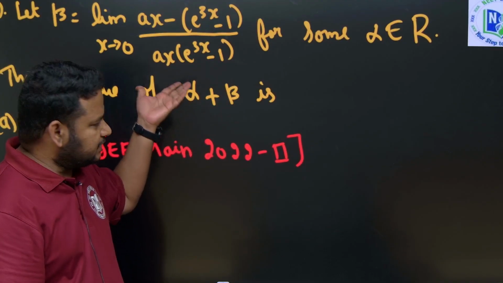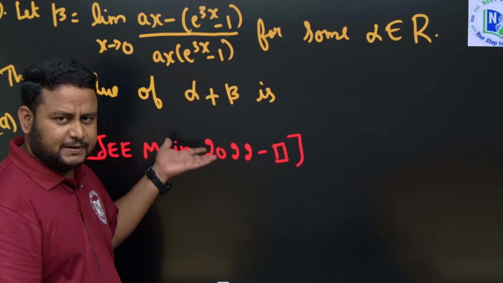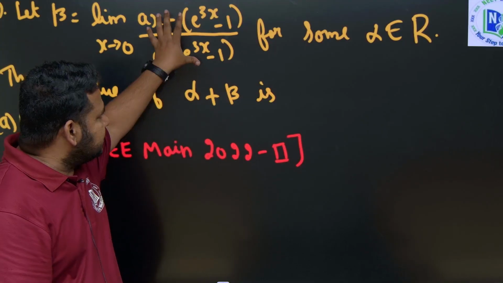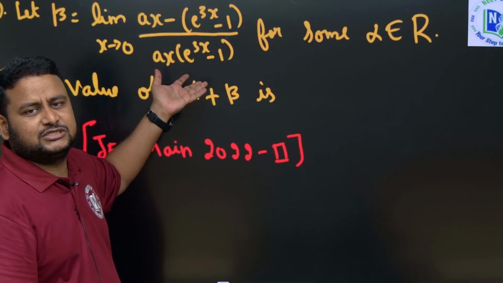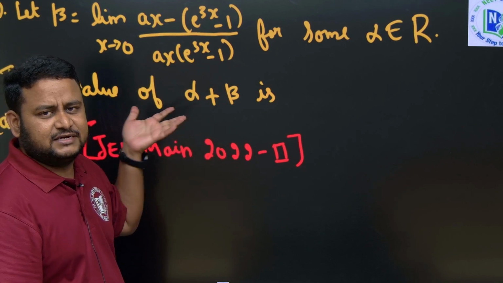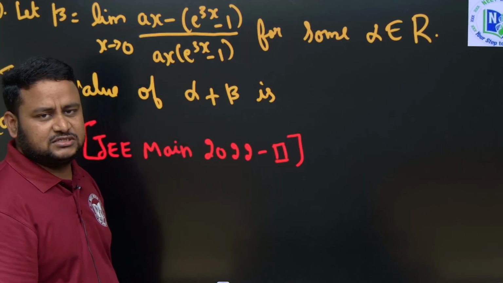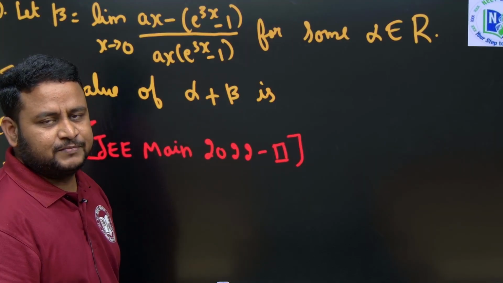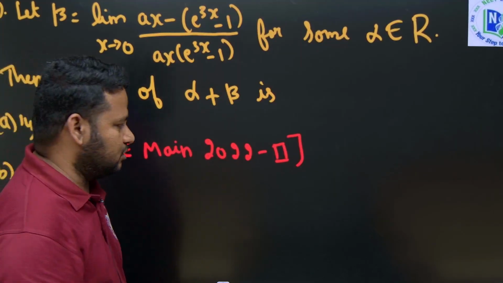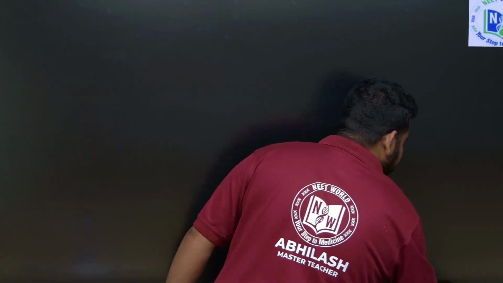If you want, you can copy the question and try it by yourself later. Since we have solved the same question using the L'Hospital rule, there is no point in solving it again using the expansion of e^x. Let us use the L'Hospital rule itself so that it becomes easy. Using the expansion will take some time, so let us skip this question and move to the next question.